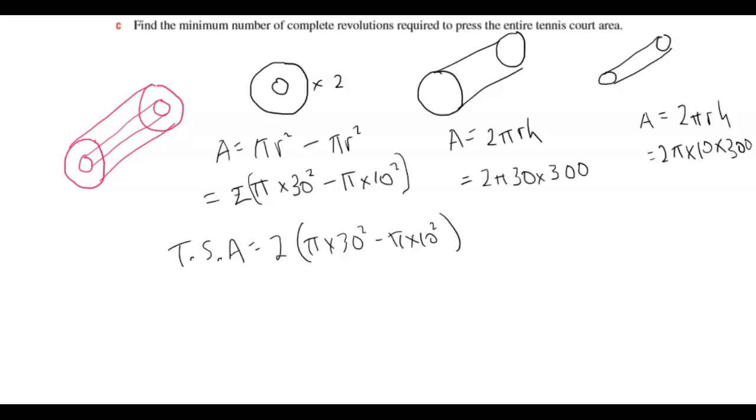And I use brackets because it's 2 times the whole thing. Then we add this cylinder, so 2 pi times 30 times 300. Now you would have noticed I didn't put a multiply sign in there, but that's just because I'm used to not writing multiply signs, so I'm sorry, but it's an implied multiply. And there's the end. So quite a few things to put in.